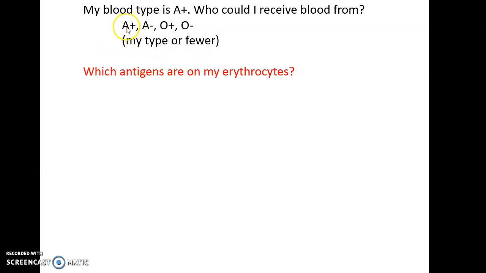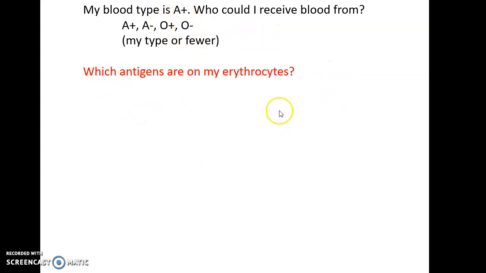So A positive, they have both the A antigen and the Rh antigen, just like I do. A negative, they have the A antigen only. I have that, so that's fine. O positive, they have the Rh antigen, so do I, so that's good. O negative, they lack both antigens, and that is perfectly fine for me.